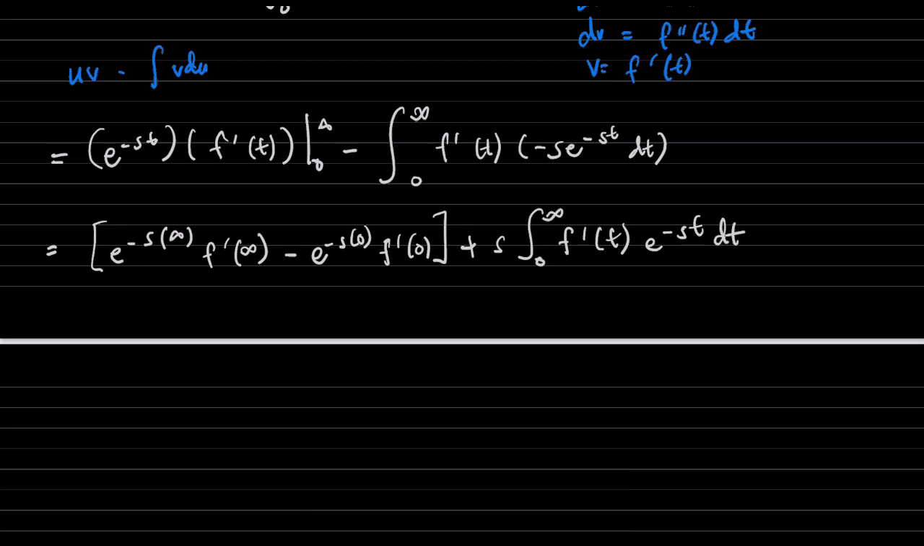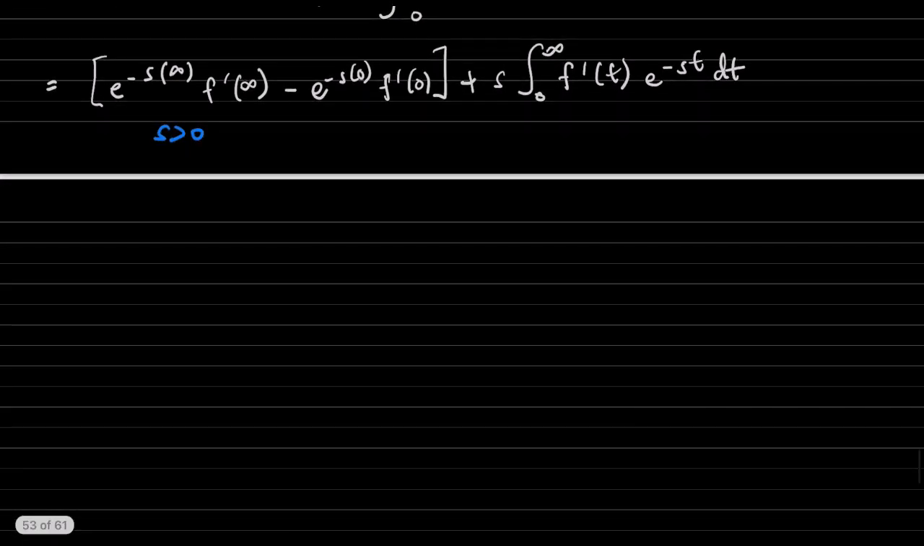So evaluate muna natin itong nasa loob ng square brackets natin. So yung e raised to negative infinity, kasi negative s times infinity is negative infinity pa rin, this will be 0, di ba? So anything multiplied to 0 ay 0, katulad nung kanina. And then e raised to negative s times 0 is equals to 1. So ito ay 1. Pwede nating hindi na siya ipakita later. Pero yung f prime of 0, katulad dun sa f of 0 kanina, hindi natin alam yung value niyan.